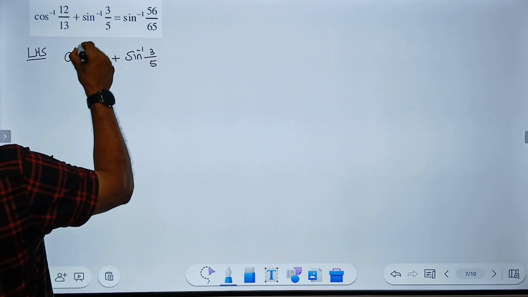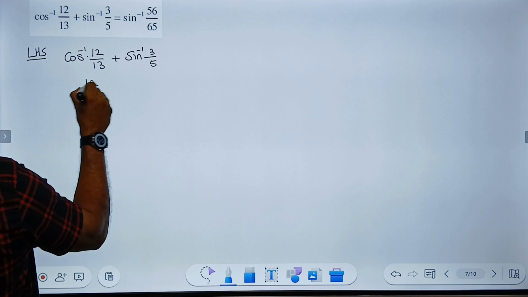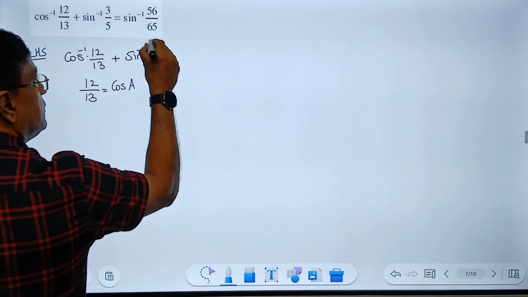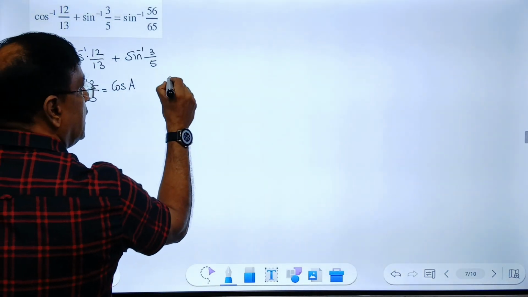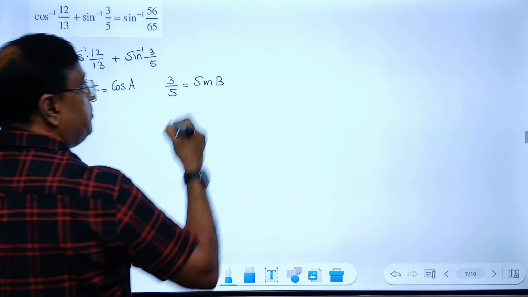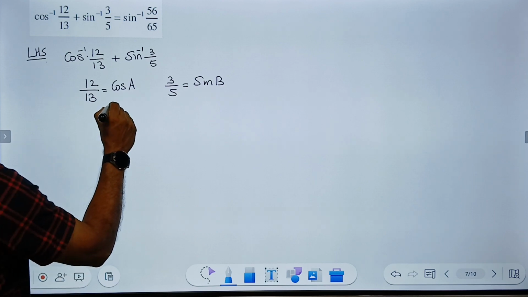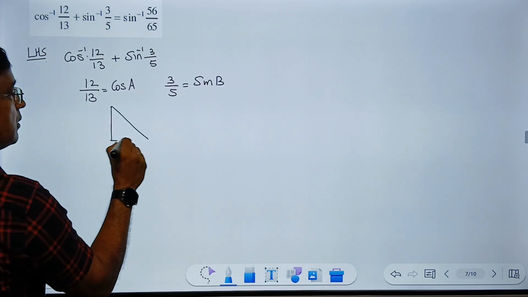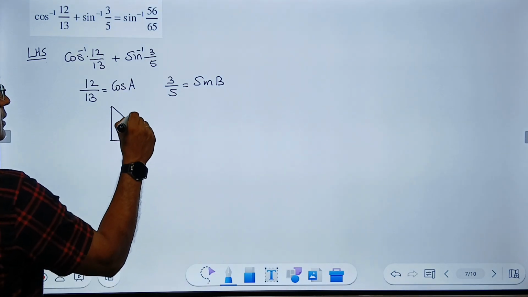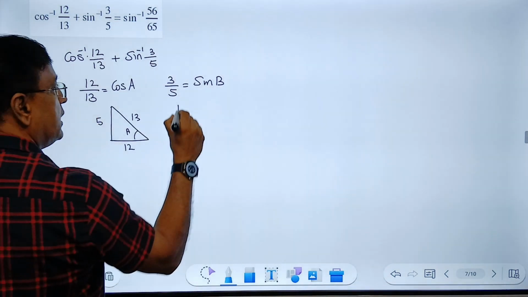Now whenever it is cos inverse of 12 by 13, I have told you 12 by 13 is a positive number. So I will immediately take 12 by 13 as cos A, and since it is sine inverse of 3 by 5, I will take 3 by 5 as sine B. Don't take it as A, it will be B. Now what do you do? Draw a triangle and call this A. What is cos A? 12 by 13. By Pythagoras theorem, I think this is 5. What is sine B?